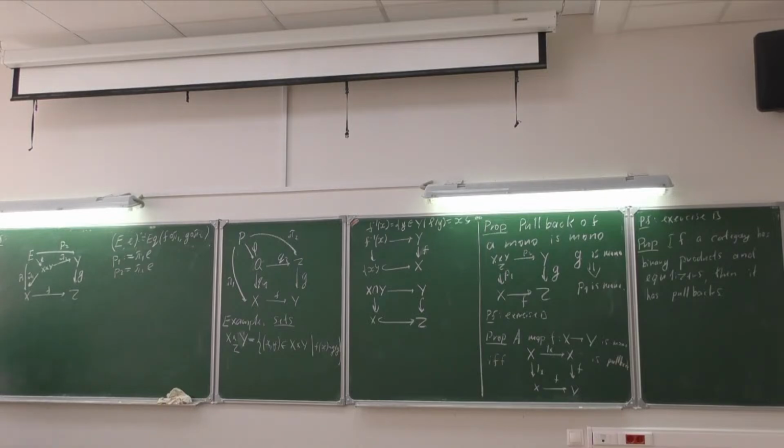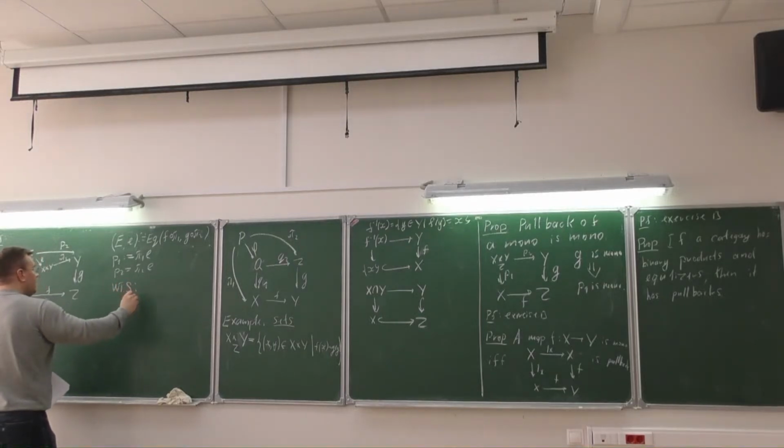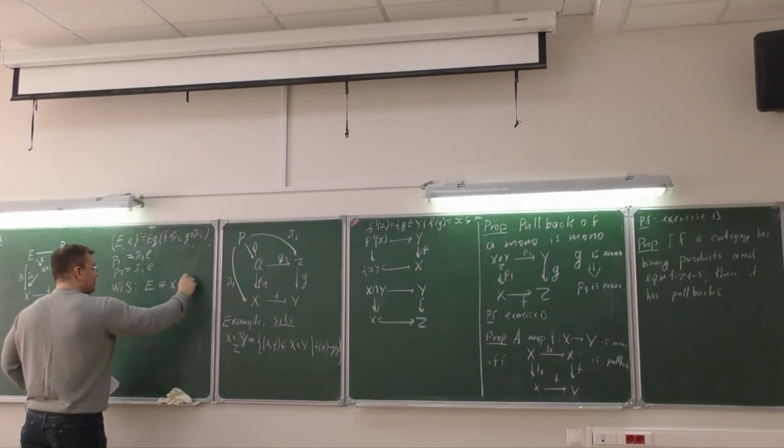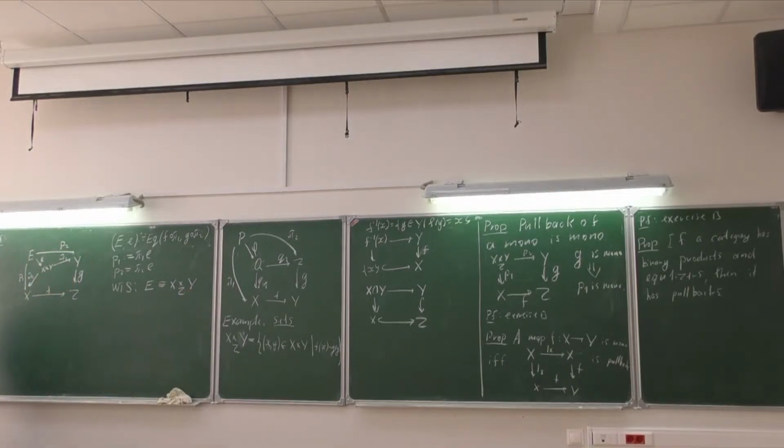Okay, so I claim that the object E that I constructed here by taking first the product and then the equalizer is in fact the pullback. So we want to show that E is in fact isomorphic to the fiber product, the pullback. Okay, so to do this, let's suppose that I have another diagram. So I have some T with maps T1, T2. So the question is how I can construct a unique map U that lives here.